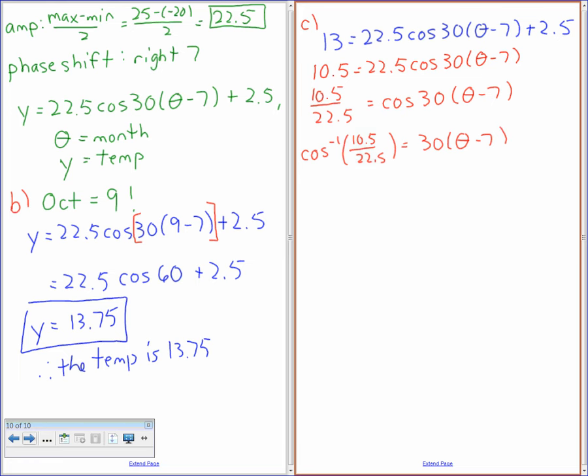All right, can somebody please do cosine inverse of that for me? You sure about that? I believe you. Okay, next step is what? Divide by 30. So that's going to be 2 point something. 9.09 equals theta.